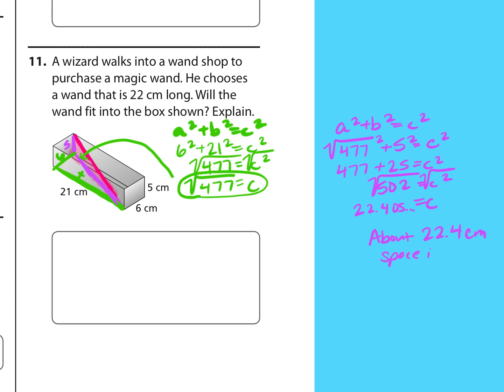of space in the box. Okay? That was this value right in pink. It's 22.4. That's what we were looking for. Now the wand is 22 centimeters long, so will it fit? Yes. It's smaller than the box.